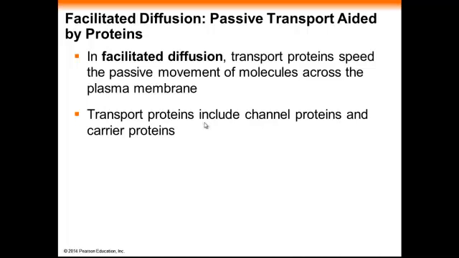Remember that glucose is one of the primary energy sources for cells, so it wouldn't make sense and it would be inefficient for a cell to have to use energy to get glucose inside of the cell. So it travels through a transport protein.